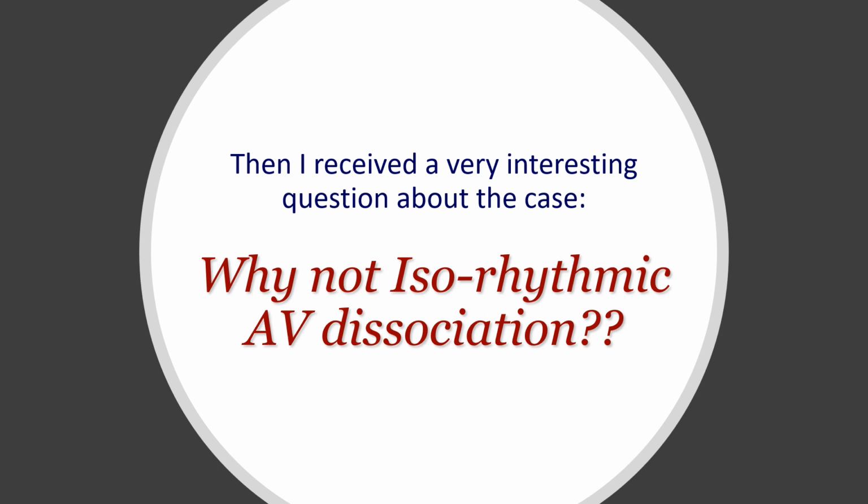So I've received a very interesting question about the case, which was, why not isorhythmic AV dissociation? Why did you say junctional rhythm and not isorhythmic AV dissociation? So to be able to answer this question, we'll need to revisit everything and talk about some other important concepts as well. So let's start by talking about normal sinus rhythm and define it in the ECG.